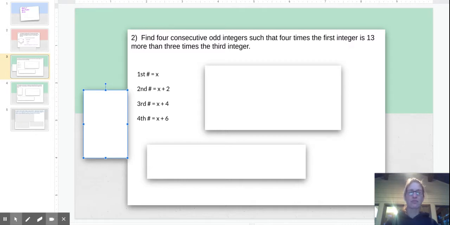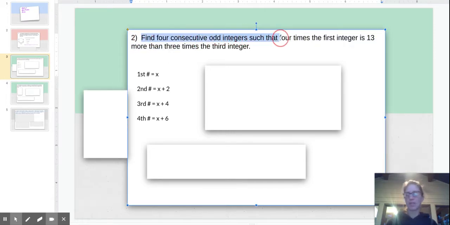This problem wants 4 consecutive integers, so 1, 2, 3, 4, here they are. Second step, I need to write an equation that matches what this says. So find 4 consecutive odd integers such that, all right, I'm done with that part. That's what gives me all this stuff. Okay, so such that 4 times the first is, that's a big word, that means equals 13 more than 3 times the third integer. So let's go back to here. 4 times the first integer. So that's going to be 4 times x.